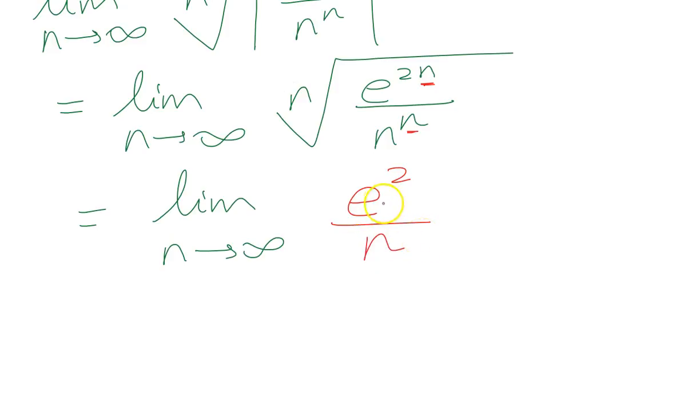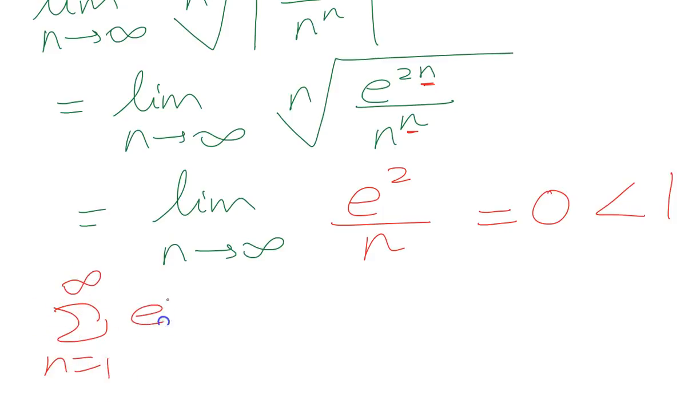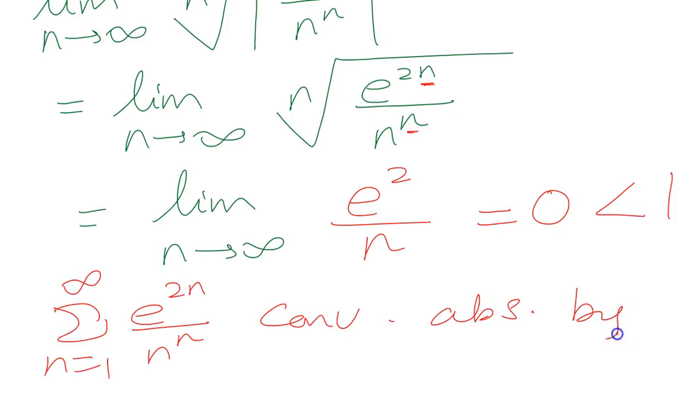Okay, e squared is a constant. It's a fixed number. Constant divided by n. But when n goes to infinity, the denominator gets very large, so this limit is going to be 0, that is less than 1. So we will say the original series, e to the power 2n over n to the power n, converges absolutely by the root test. You see how easy and short that was?